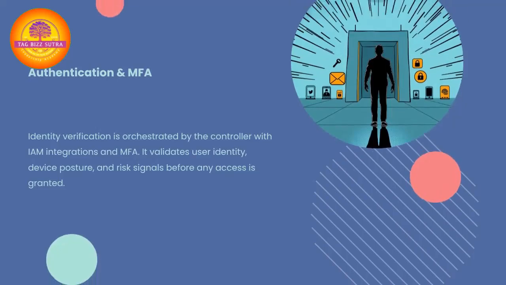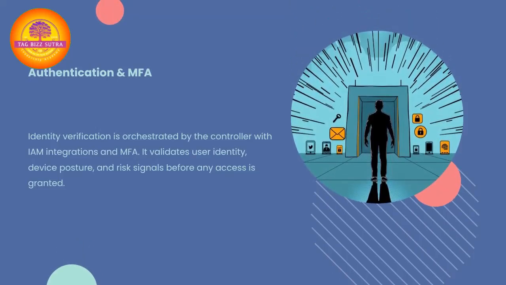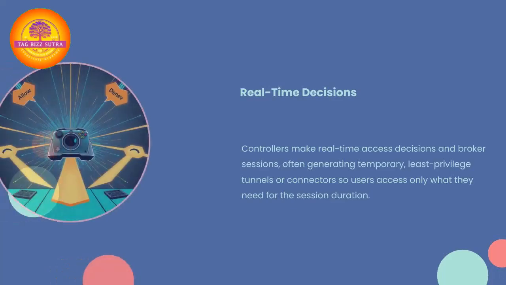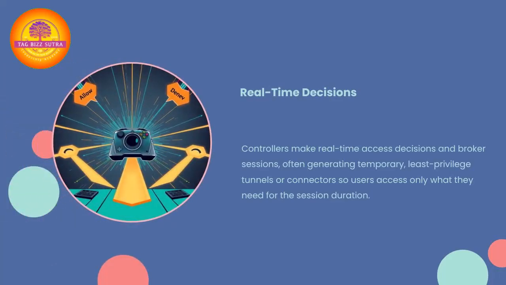Identity verification is orchestrated by the controller with IAM integrations and MFA. It validates user identity, device posture, and risk signals before any access is granted. Controllers make real-time access decisions and broker sessions, often generating temporary, least privileged tunnels or connectors so users access only what they need for the session duration.